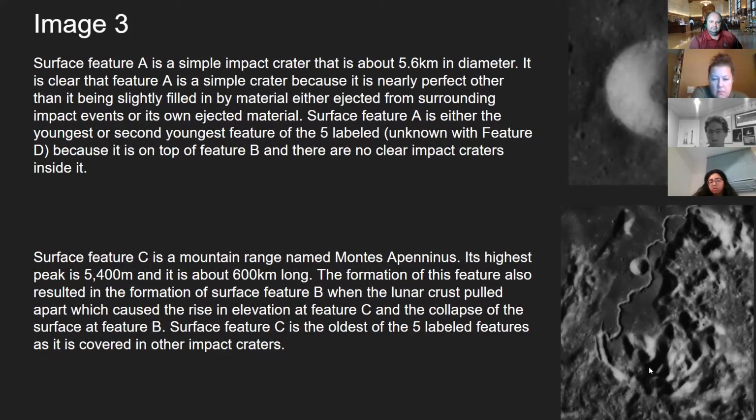Surface feature C is the mountain range that I mentioned earlier. Its highest peak is 5,400 meters, and it's about 600 kilometers across. So when this mountain range formed, it also formed Hadley Rille here. And I think it's the oldest of the 5 labeled features because it's covered in other impact craters.